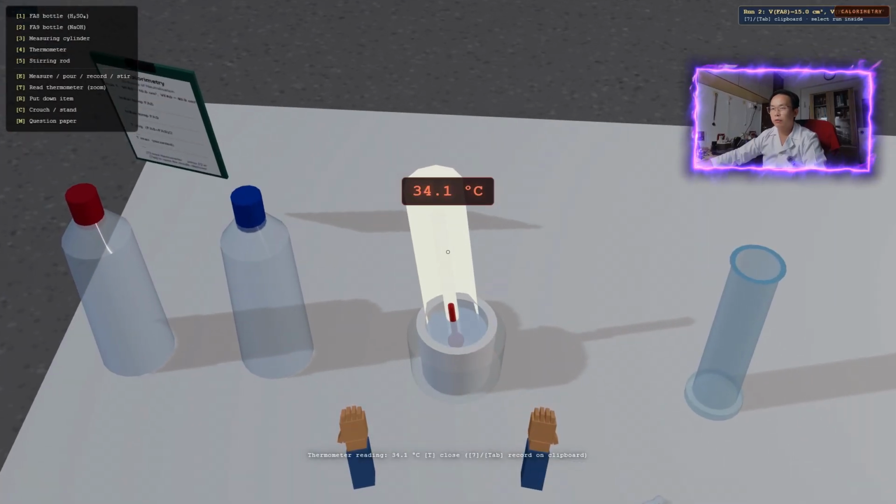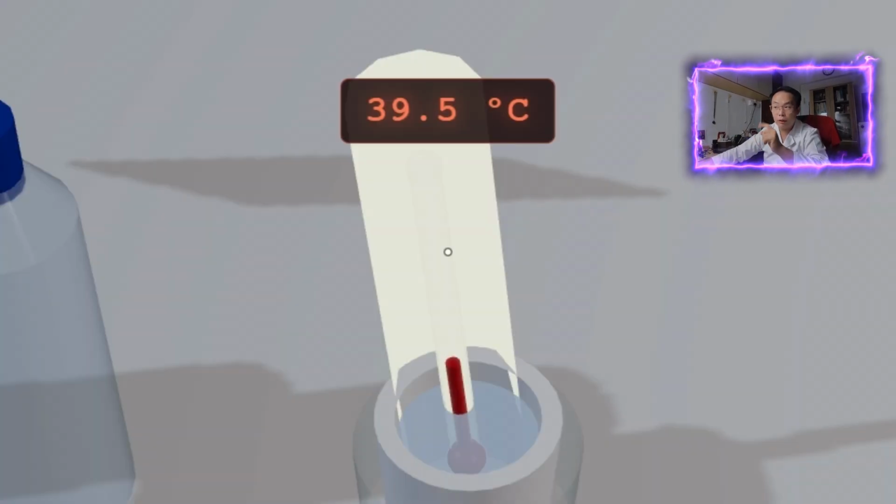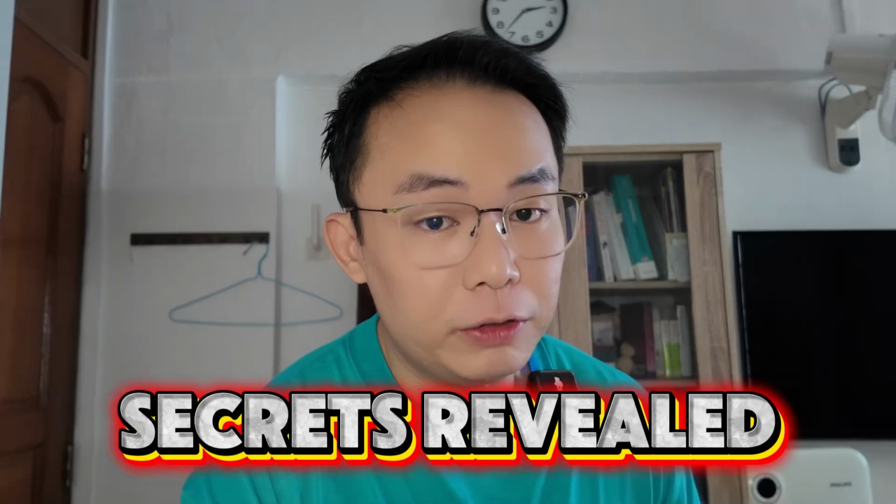So this one you can see temperature rising very rapidly. So during the real experiment, you need to look at the thermometer, but this one, not so. For this one, it's read for you already, 39.6. Perfect.